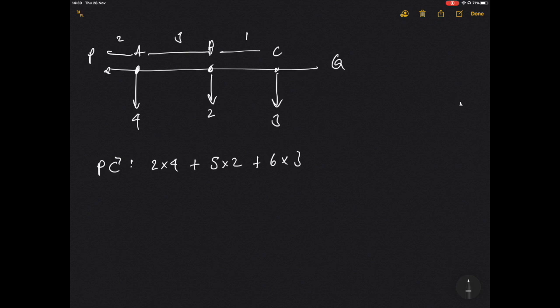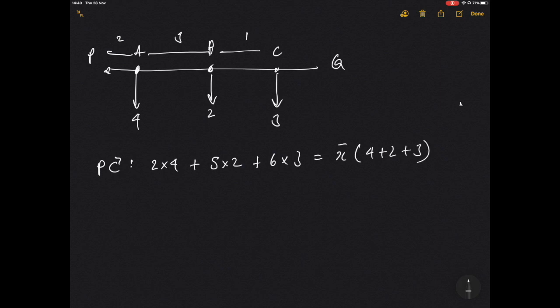So you can think this moment is created by the weight multiplied by the distance, is equal to, well, how are we going to balance this out? We want to find the average distance. So we're going to call that x bar. And then we want to find the average distance with all these forces acting on them. So that would be the same as saying 4 plus 2 plus 3.